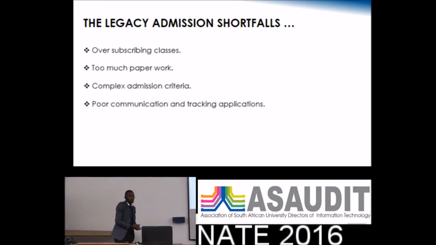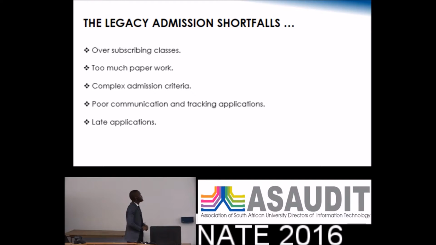Poor applications. This also leads to loss of those applications as such. Late applications. This is one of the things we're experiencing in South Africa universities. You find that students want to apply in January since they have their matric results. So that's one of the biggest problems we're experiencing as well.